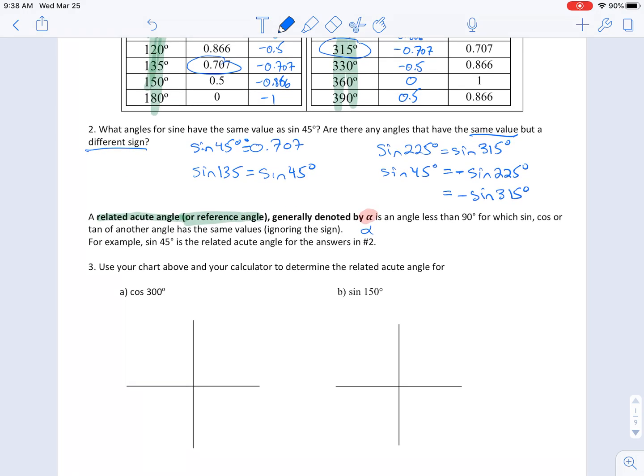So we have to start thinking about drawing angles, not just flat on the surface, but in a space, in a quadrant system. And that's what we're going to be shifting towards.